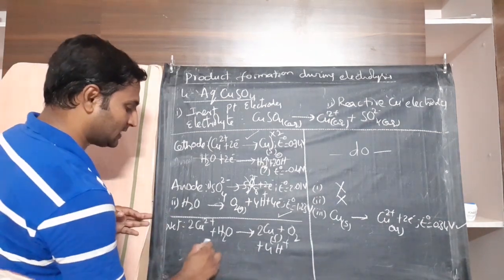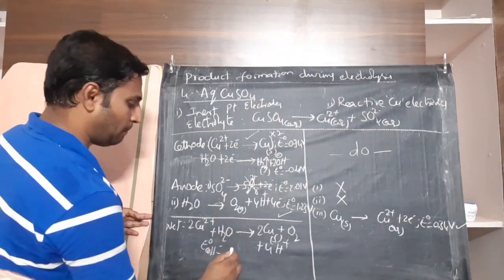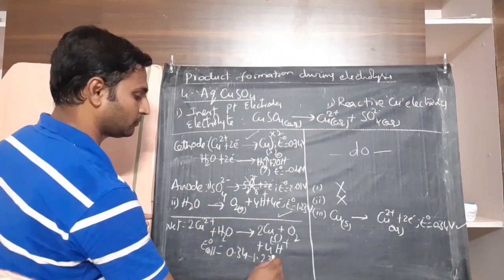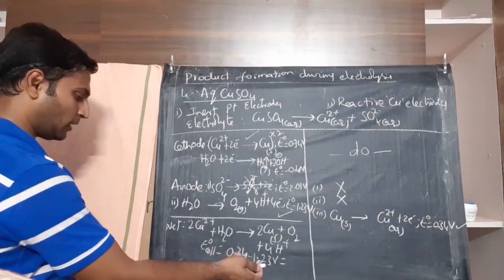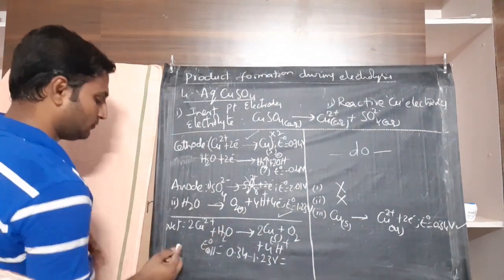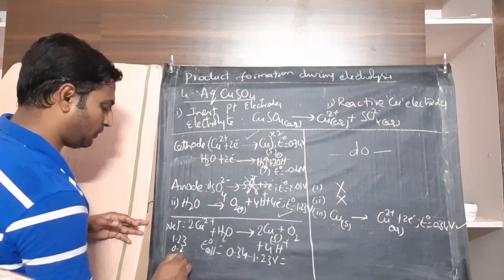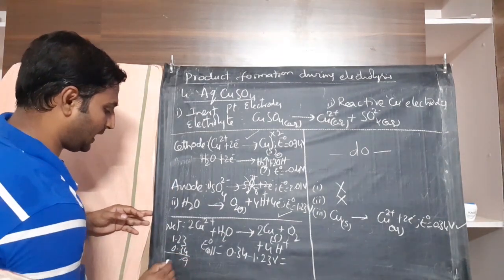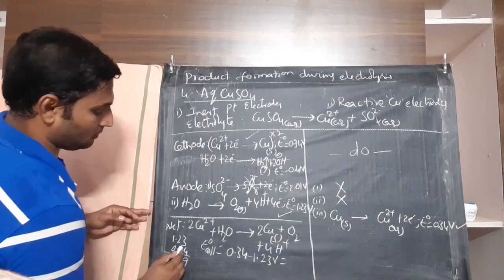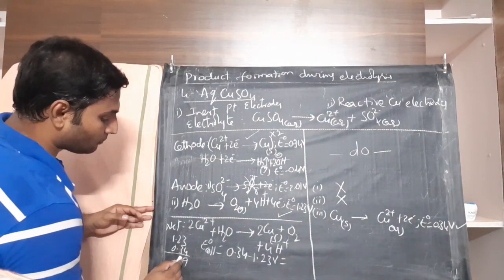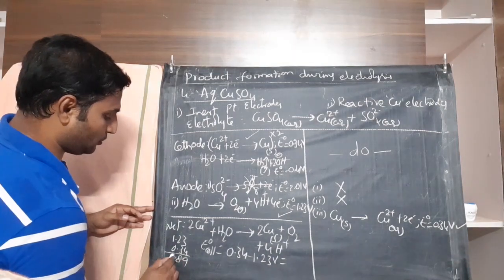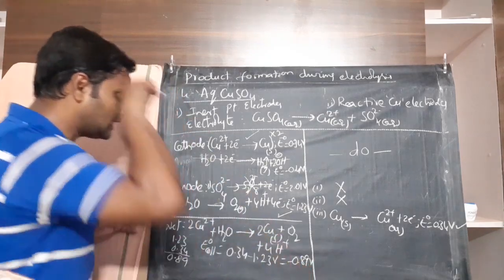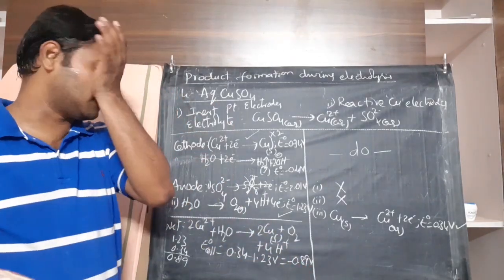Then the E0 cell will be 0.34 minus 1.23. So indirectly, minus 1.23 plus 0.34. So 1.23, 0.34 if you take, 13 minus 4 will be 9, 11 minus 3 will be 8, so 0.89. So minus 0.89 volts is the voltage required to perform this process.